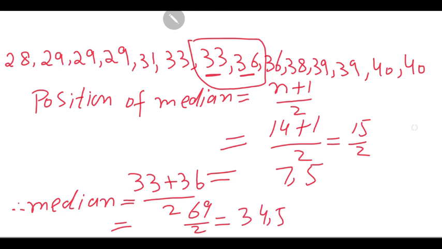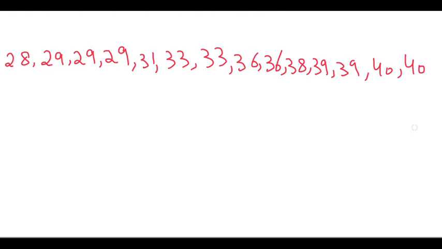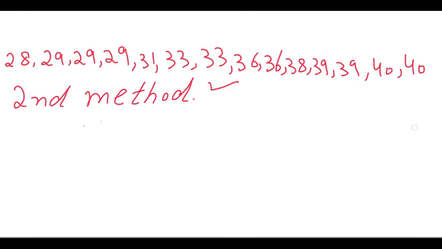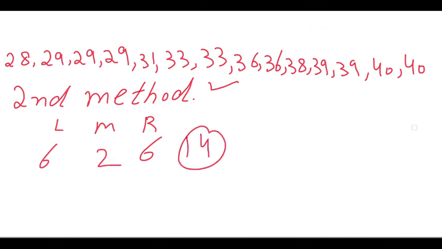Second method. Must remember, you have to choose one method. You can use either method, the answer will be the same, so you can try the first method or the second method, which I'm going to show you now. This is easier, right? We have 14 values, which means left, middle, and right hand side. So with 14, that means 6 left, 6 right, and 2 must be in the middle. That's for the 14 values.